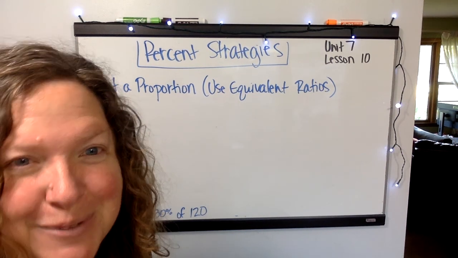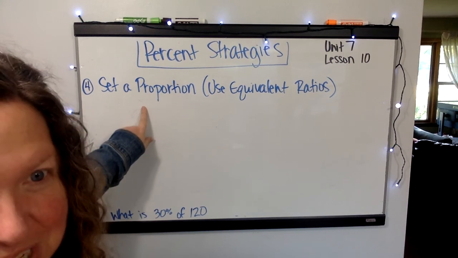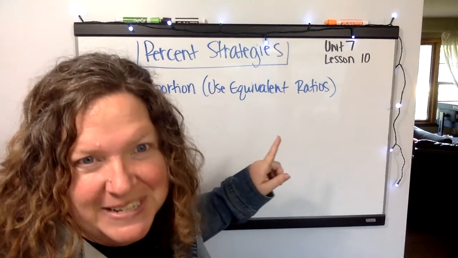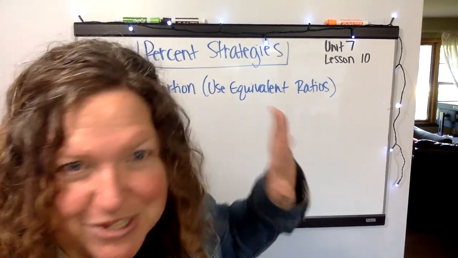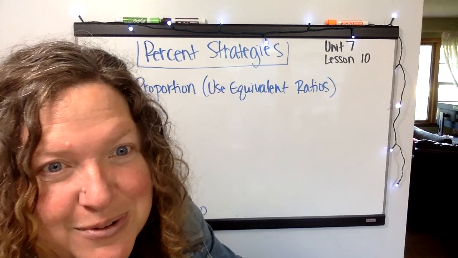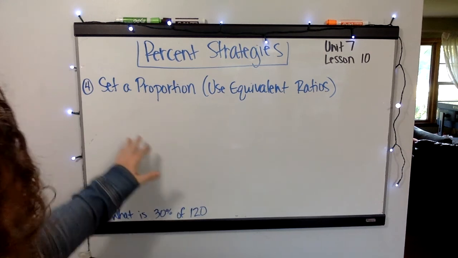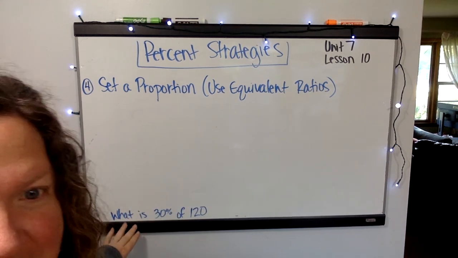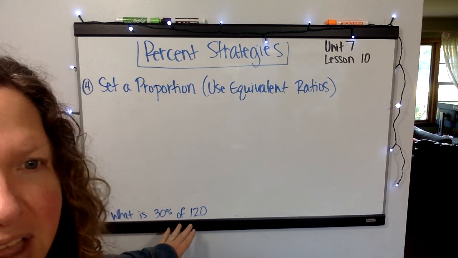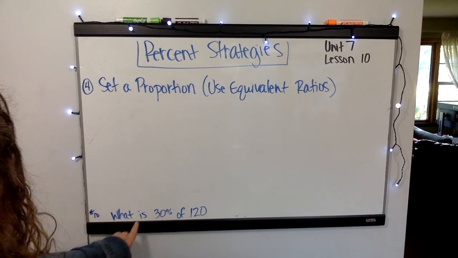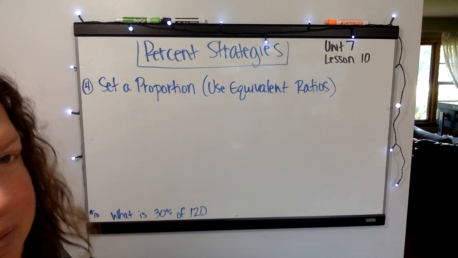All right, our last strategy for today is setting a proportion, which is using equivalent ratios. Now, setting a proportion is something that you probably heard me say I taught in 8th grade math all the time. We used to work on proportions day after day after day. And so if you can figure it out now, you'll be a math genius. So here's the question. What is 30%, incidentally, this is number 10. What is 30% of 120?